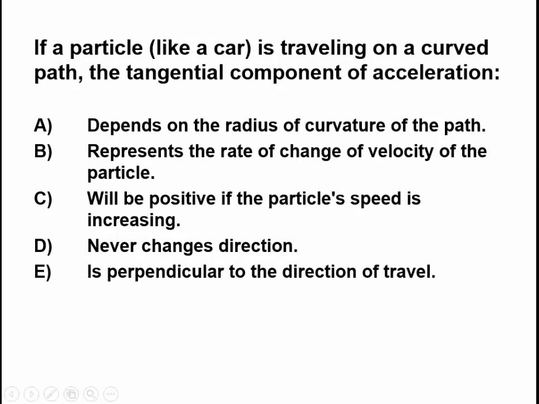Okay, so let's do a quiz. If a particle, like a car or that motorcycle you just saw, is traveling on a curved path, then the tangential component of acceleration: A, depends on the radius of curvature of the path; B, represents the rate of change of velocity of the particle; C, will be positive if the particle's speed is increasing; D, never changes direction; or E, is perpendicular to the direction of travel.